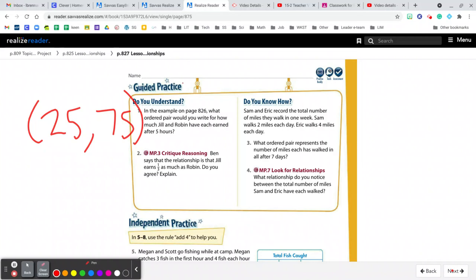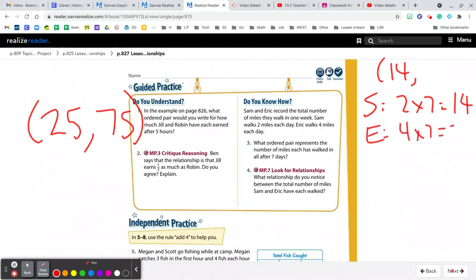Either way is correct. Sam and Eric record the total number of miles they walk in 1 week. Sam walks 2 miles each day. Eric walks 4 miles. Right away, you can see Eric walks twice as many miles as Sam. What ordered pair represents the number of miles each has walked after 7 days? So for Sam, you would say 2 miles a day times 7. So Sam would be 14. And Eric walks 4 miles a day times 7 days. Eric would be 28.